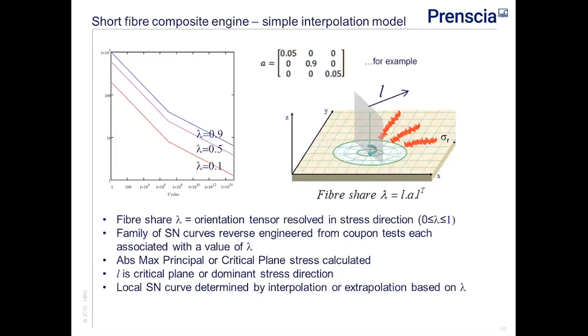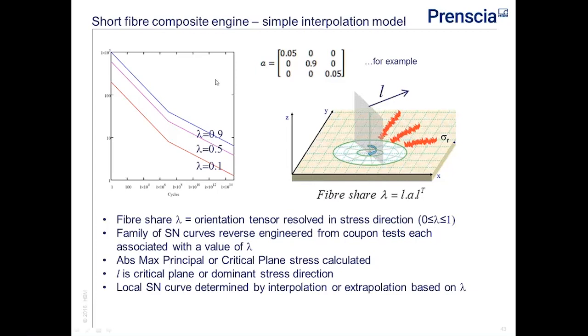Okay, so let's get down to some of the details of how the engine then does the fatigue calculations. We have two different basic models. There's what we call our simple interpolation model. Now this is based on the share of fibres that's aligned with the local stress. And by the local stress, I mean either the largest principal stress, or if we're using a critical plane approach, that will be the normal to the critical plane.